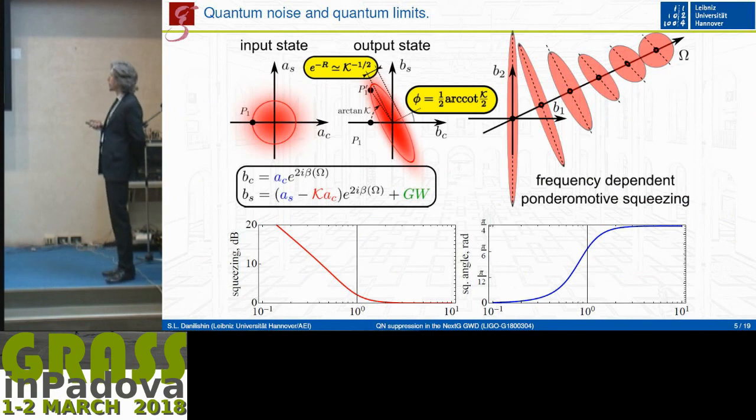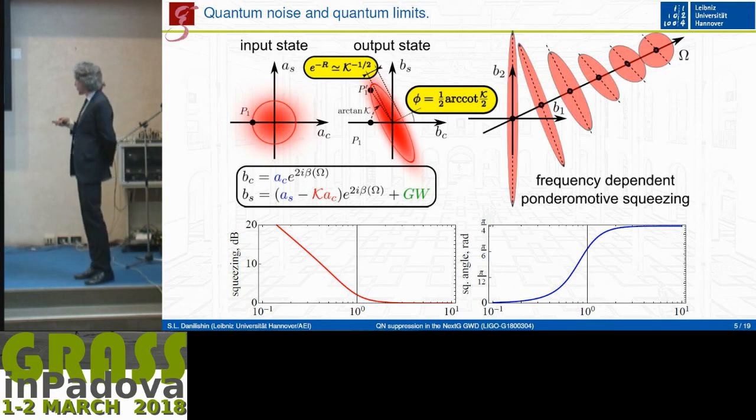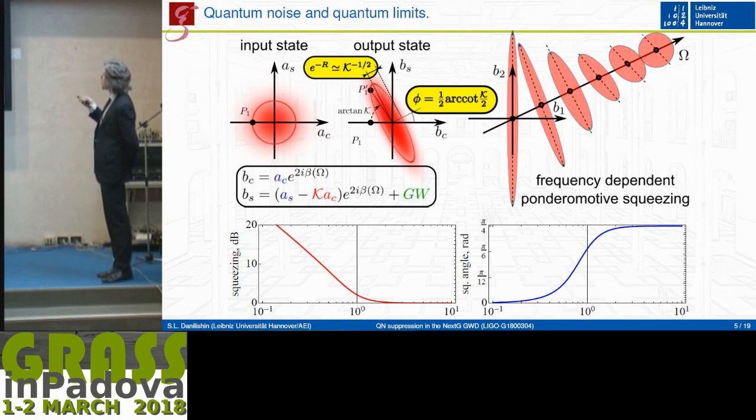Okay, but what else shall we know about ponderomotive squeezing, and what else shall we know about the radiation pressure? If you write down the input-output relations, the phase quadrature of the outgoing light depends on the amplitude quadrature of the ingoing light, and you see that because of the radiation pressure, it has this component, so it depends on the amplitude quadrature of the ingoing light, and that causes the squeezing I was talking about. What is even worse, this thing is frequency dependent, and at different frequencies it causes different kinds of squeezing of the outgoing light if the ingoing light is just a coherent state.